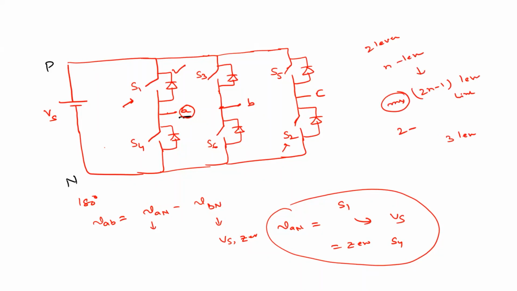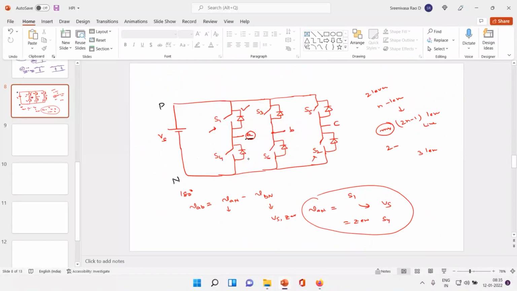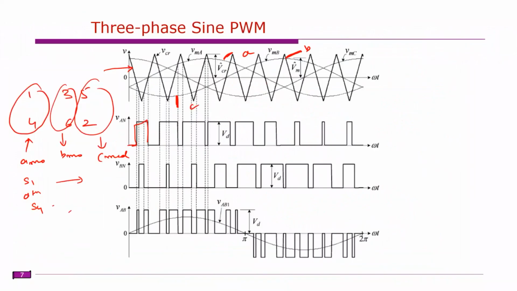We will have a detailed discussion on this when we discuss the other inverter topologies. This is how we obtain VAB. When the upper switch is on, VAN is VS; otherwise its value is 0. This is VAN, and at the same time this is VBN, and this is the difference between VAN and VBN. Here you have this line voltage.